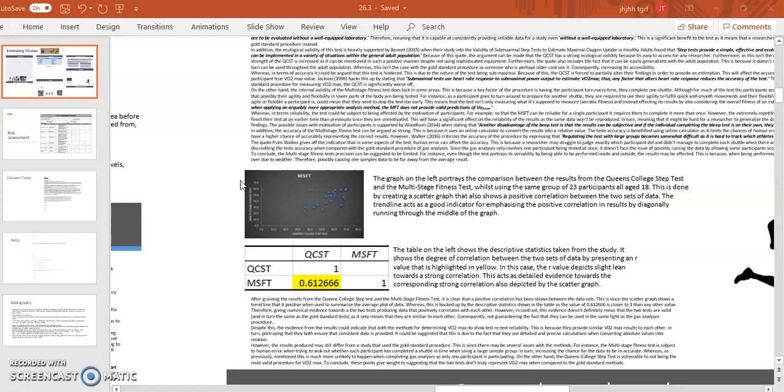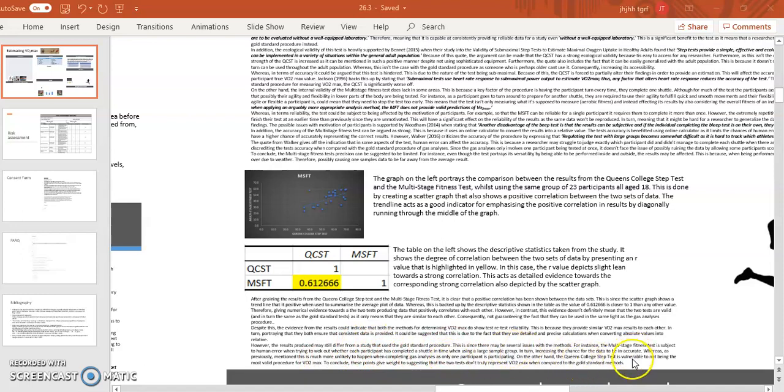This is because they provide similar VO2 max results to each other, in turn portraying that they both ensure that consistent data is provided. It could be suggested that this is due to the fact that they use detailed and precise calculations when converting absolute values into relative. However, the results produced may still differ from a study that used the gold standard procedure. This is since there may be several issues with the methods.